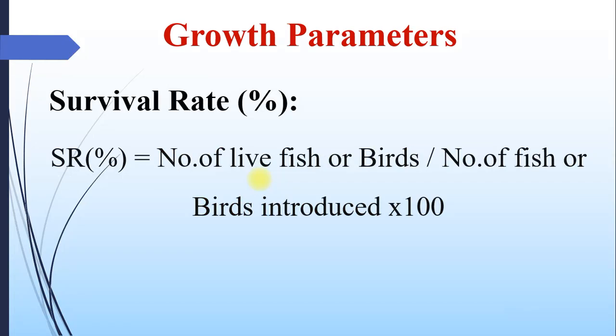So first one is the survival rate percentage. We want to know, in our farming animals, fishes or shrimp or poultry birds, how to know the survival rate, the survival ratio. Survival rate equals number of fish or birds divided by number of fish or birds introduced, into 100. This is the formula used to understand the survival rate. This helps to know whether the culture is profitable or non-profitable also.